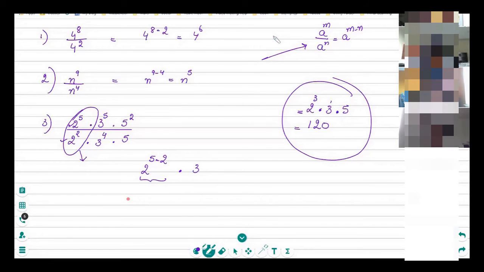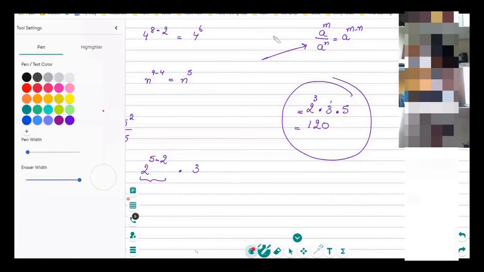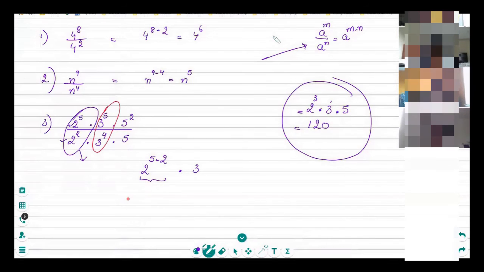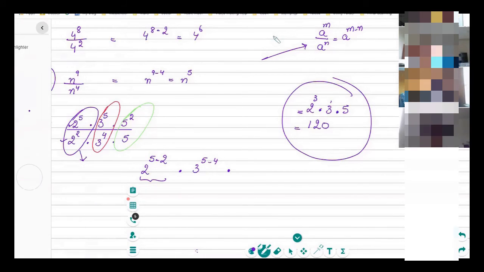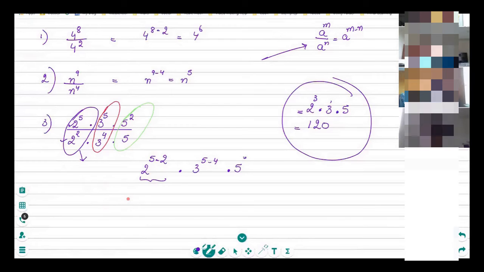With 3 also, I can do the same thing. I am combining 3 to the power 5 and 3 to the power 4. So what do I get? I get 3 to the power 5 minus 4. Again, moving forward, 5 to the power 2 and 5 to the power 1. That means, can I subtract the powers? 5 to the power 2 minus 1. I have applied the division law of exponent and now I'm solving this. I get 2 to the power 3, 3 to the power 1 and 5 to the power 1.